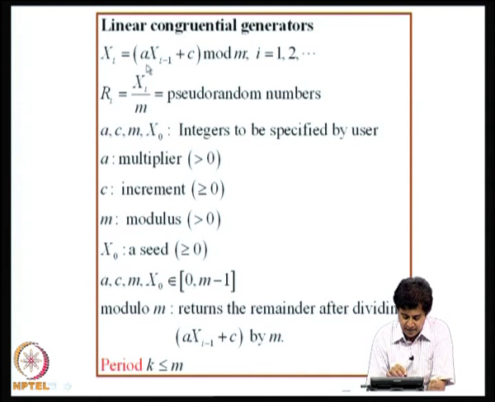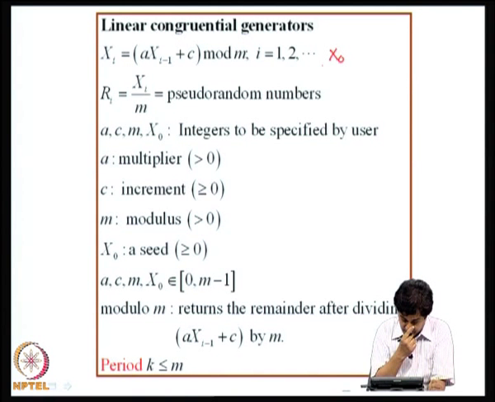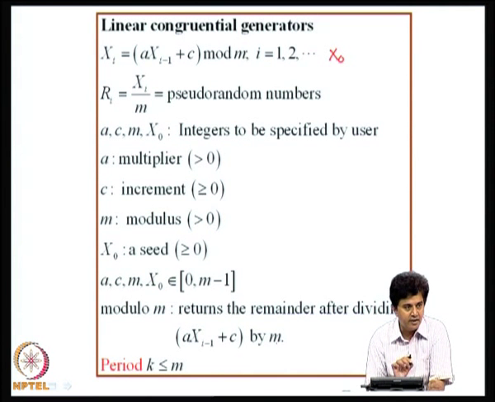These constants a, c, m and x naught, where x naught is the value at i equal to 0, have to be specified. They are integers to be specified by the user. So, a is known as a multiplier, which is positive, c is known as increment, which is non-negative, m is the modulus, positive, and x naught is a seed greater than or equal to 0. This operation modulo m returns the remainder after dividing the number a xi minus 1 plus c by m. The remainder is returned as the output.